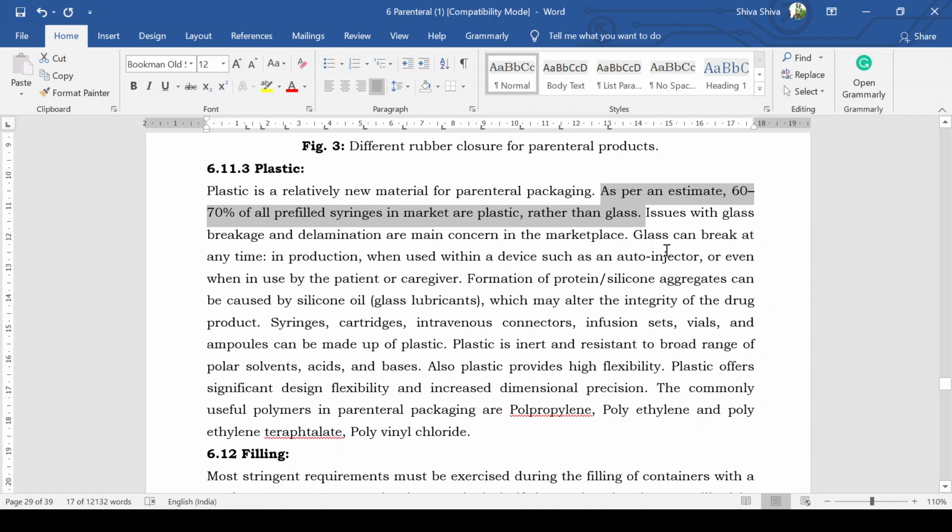Issues with glass breakage and delamination are main concerns in the marketplace. So plastic material is used to overcome the disadvantages of glass. Glass can break at any time in production, when used within a device such as an auto-injector, or even when in use by a patient or caregiver.